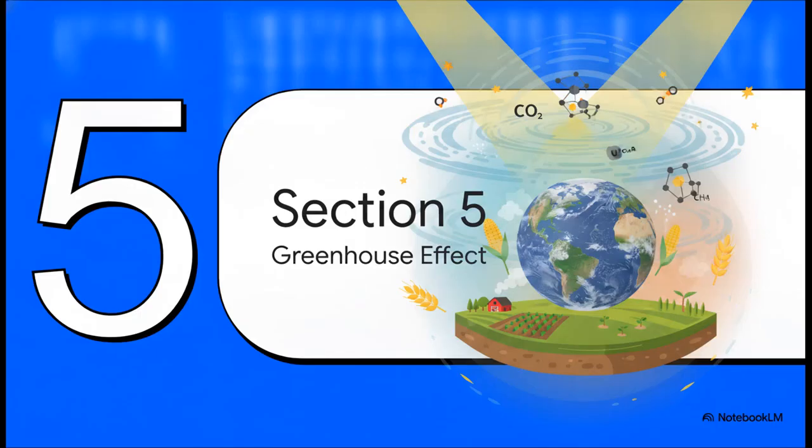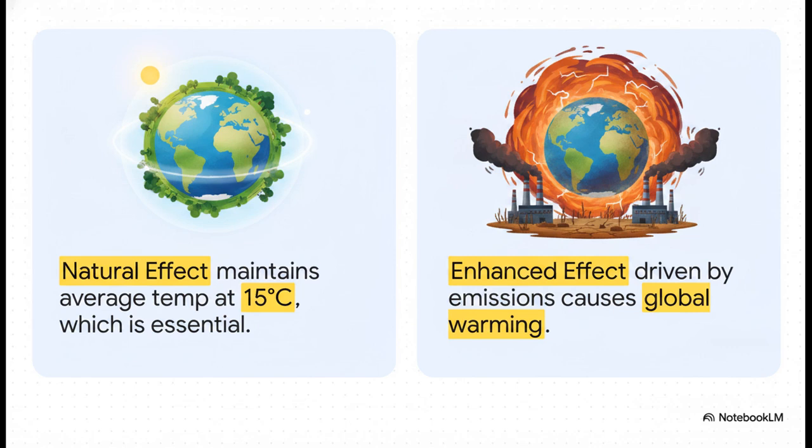Section 5. The enhanced greenhouse effect. We need to make a really clear scientific distinction here. The natural greenhouse effect is a baseline atmospheric process. It maintains the Earth's average temperature at a habitable 15 degrees Celsius. Quite simply, it's essential for life and agriculture. But the enhanced greenhouse effect, that is a dangerous amplification driven entirely by anthropogenic or human emissions. It traps excessive amounts of heat, completely destabilizing the delicate climatic conditions that global agriculture relies upon.